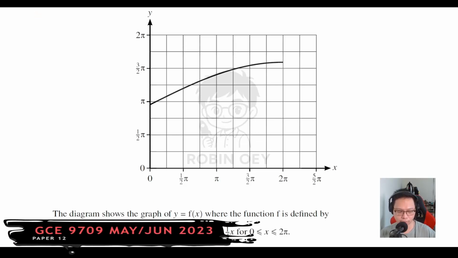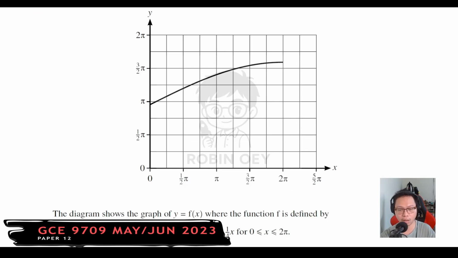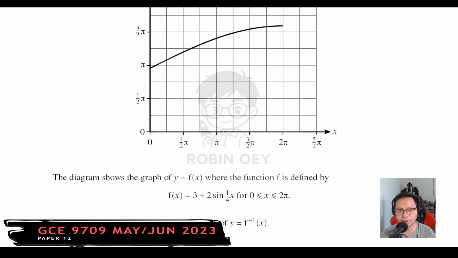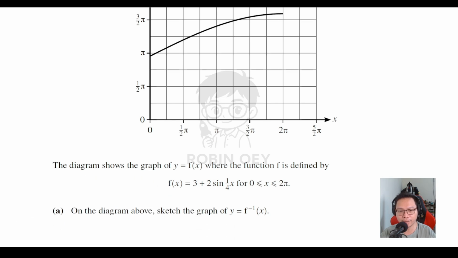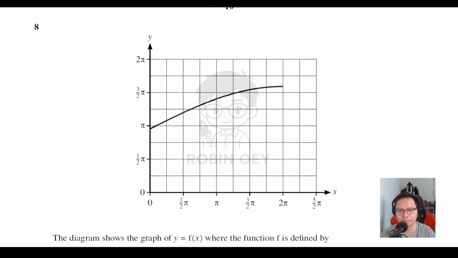So the diagram shows the graph of f of x, where the function is defined by f of x equals 3 plus 2 sine quarter x for x between 0 and 2 pi inclusive. On the diagram above, sketch the graph of inverse f of x. For the graph of inverse f of x, we just have to flip the x and y.